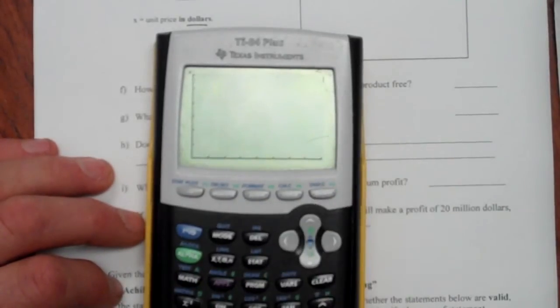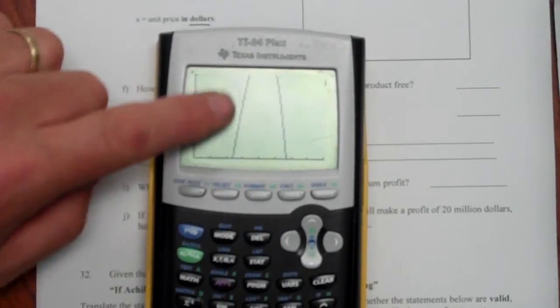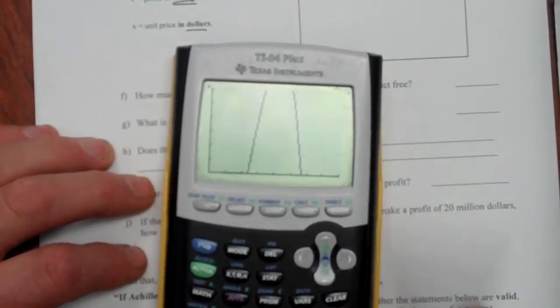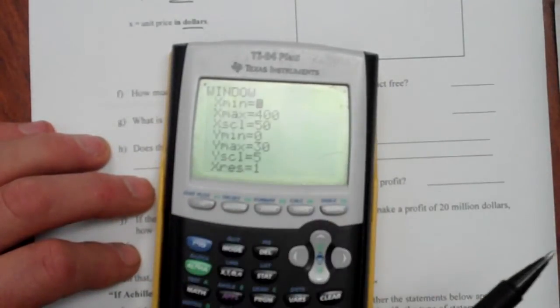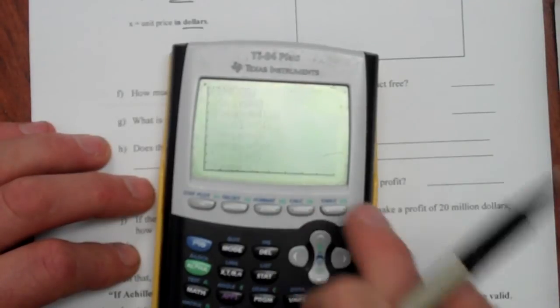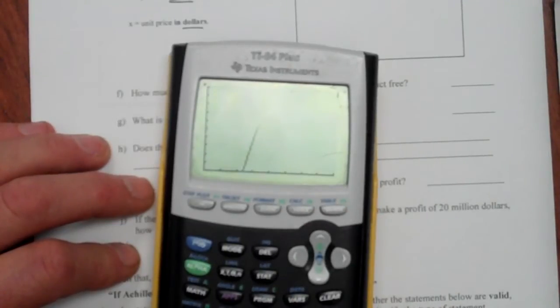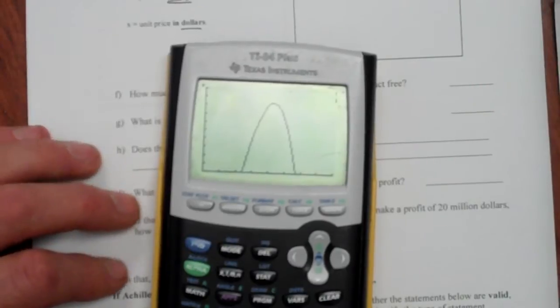So I go to graph. Hopefully something sensible will show up. Whoa, that's going way up. Oh, not way up, that's about right. I need to see more above to get that all in. So I'm going to go to my window and make that 30 into 50, and hit graph, and hopefully that'll show it all. And that's just about perfect.